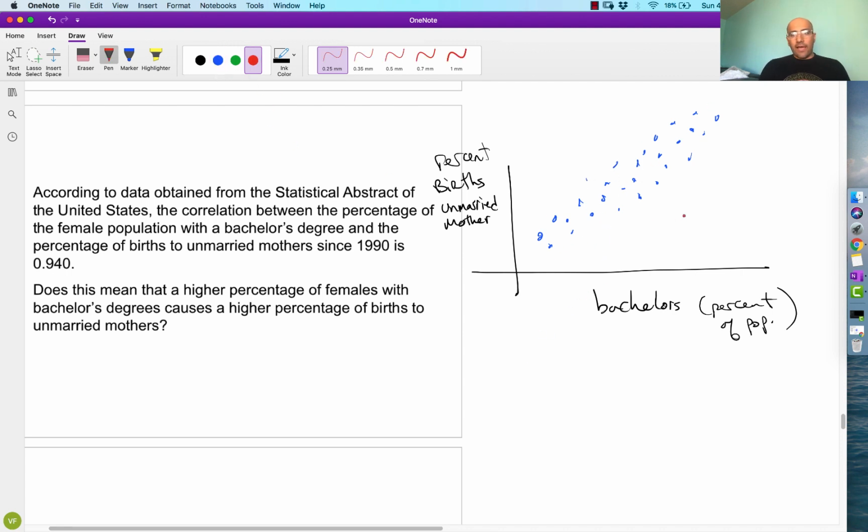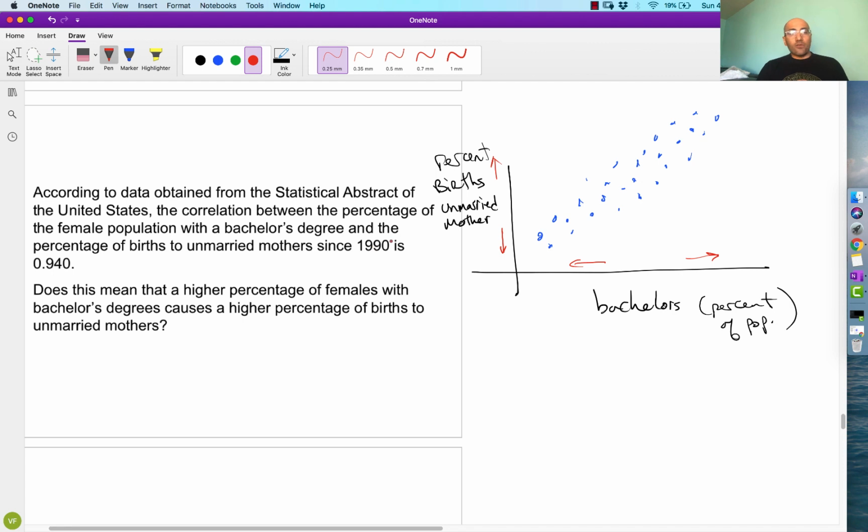Meaning that the higher this goes, the higher the percent of our population that has bachelor's degrees, the higher the percentage of births to unmarried mothers. Or the other way around: a low percentage of the population that has a bachelor's, the lower the percentage of births to unmarried mothers. Okay, so we just have to accept that to be true based on data obtained.